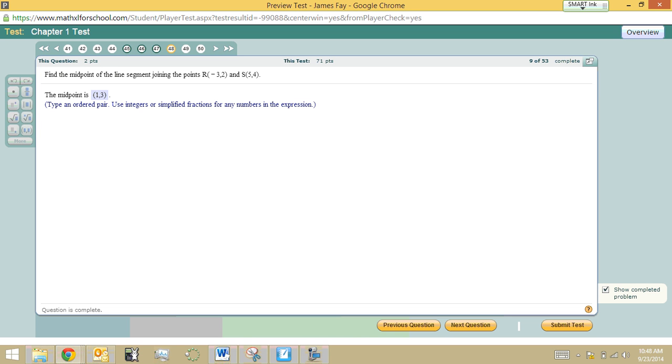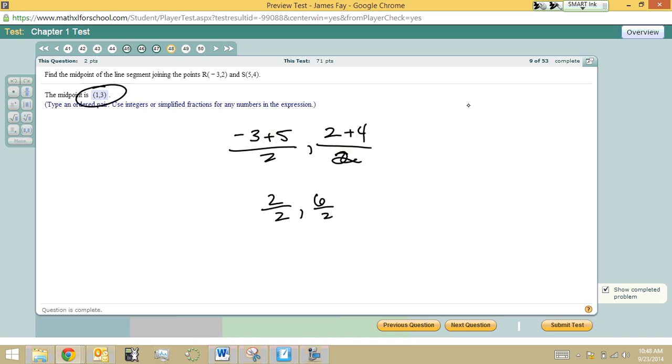Find the midpoint. Remember, we're in the coordinate plane here, so for the midpoint you take your x's and add them together. Negative 3 plus 5, and then divide by 2. Then you take your y's, add them together, 2 plus 4, and divide by 2. So it's going to be 2 over 2 and 6 over 2. That reduces to 1 comma 3. Remember your midpoint formula: x1 plus x2 over 2, y1 plus y2 over 2.